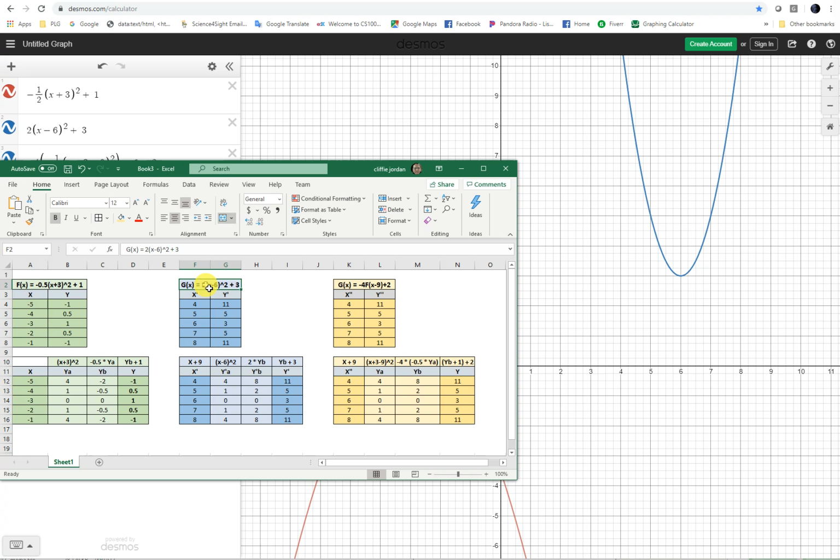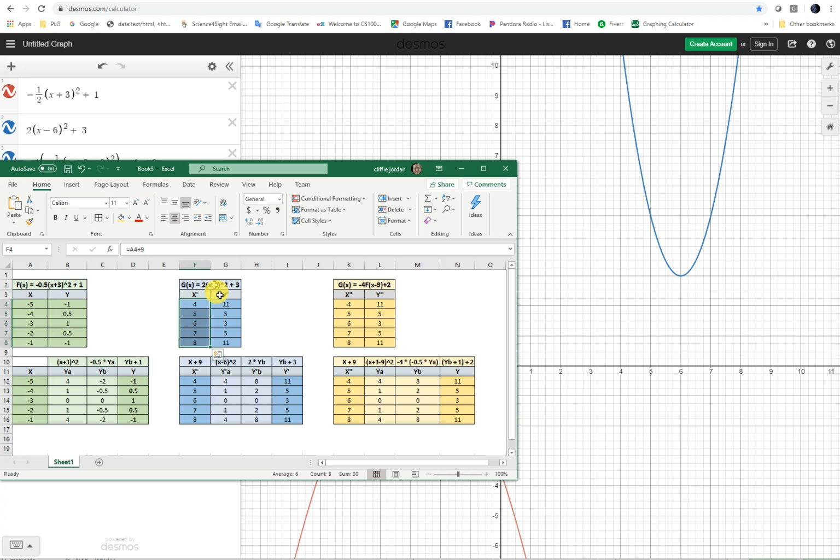Now g of x is right here. That's the second formula here. Notice it's 2 times, in parentheses, x minus 6, quantity squared, plus 3. So that is that function there. And here are these points. So here are the points 4, 5, 6, 7, and 8. Which are these points right over here.